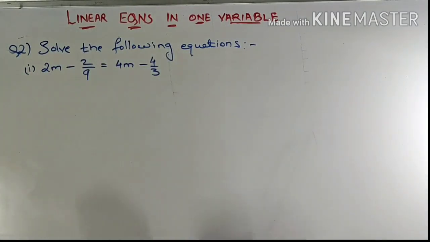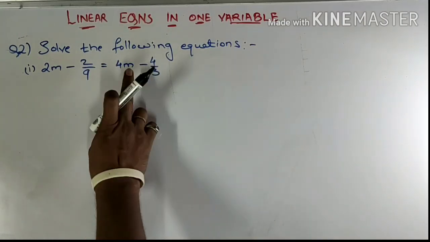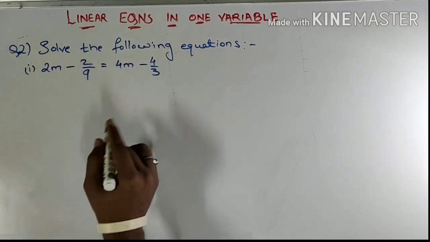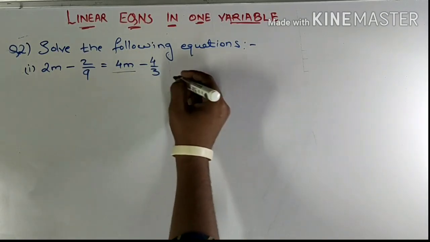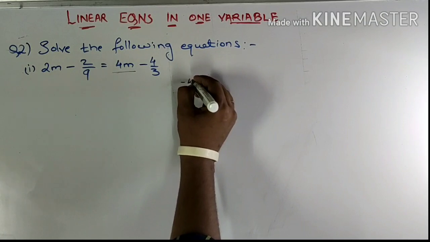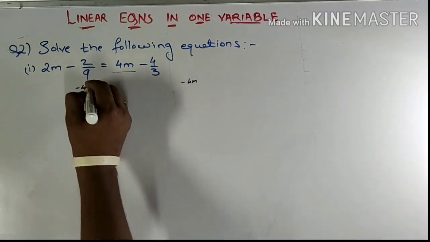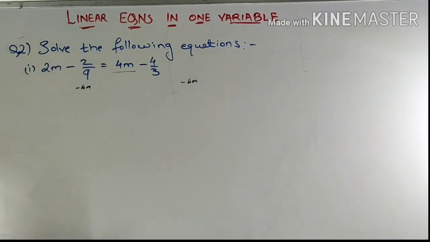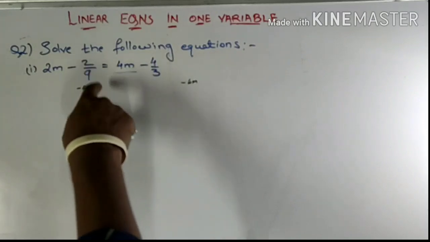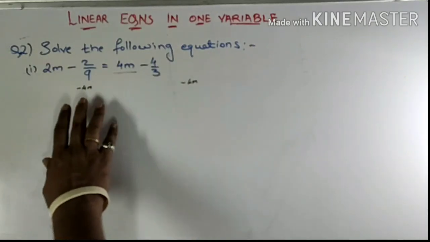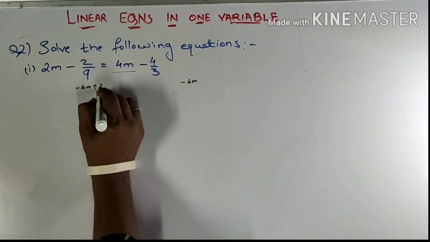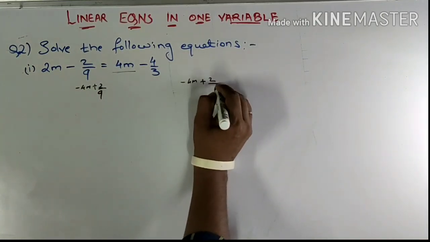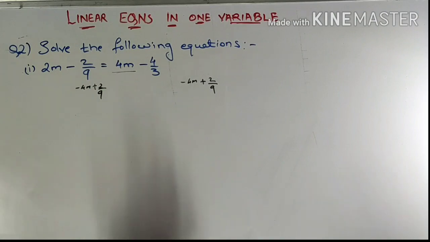I'll prefer to keep m on the left hand side. So I want to get rid of 4m from the right hand side. Since this is plus 4m, I'll subtract 4m from both the sides. And I want to get rid of this minus 2 by 9 on this side, so I'll have to add 2 by 9 on both the sides. That will keep my equation balanced.